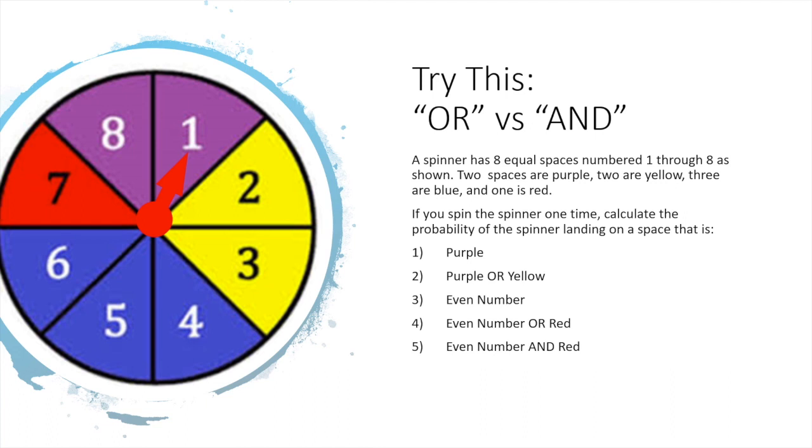So if you spin the spinner one time, what is the probability that the spinner lands on purple? Number 2, purple or yellow. Number 3 would be an even number. 4 would be an even number or the red spot. And 5 would be an even number and the red spot. So I'll give you a few seconds to think about those.